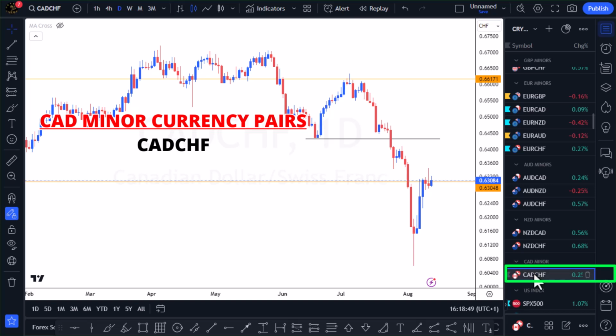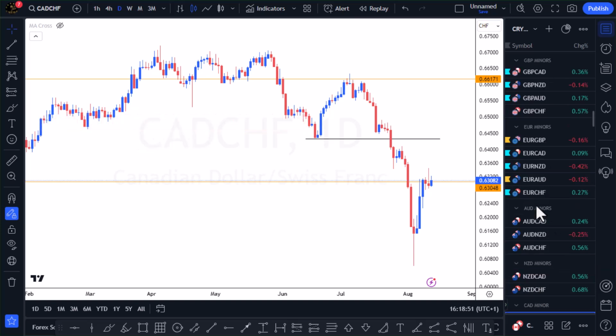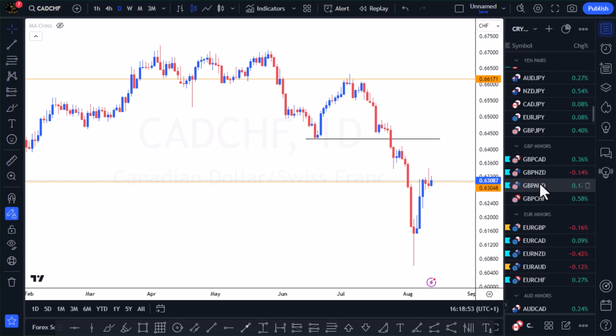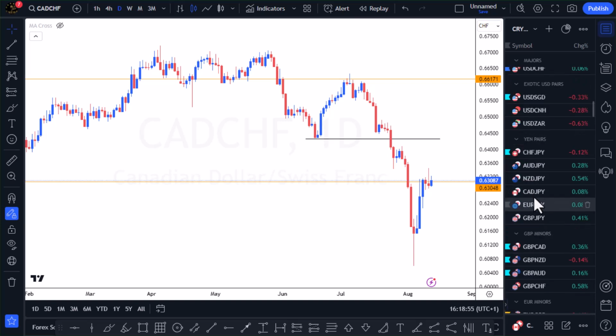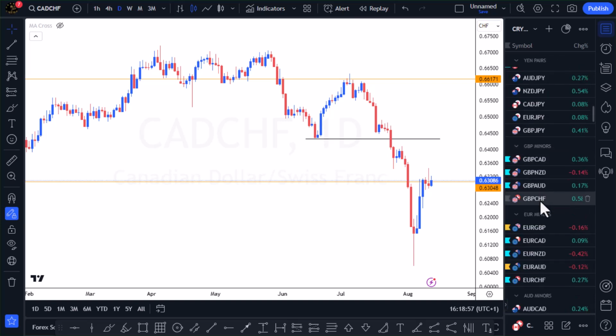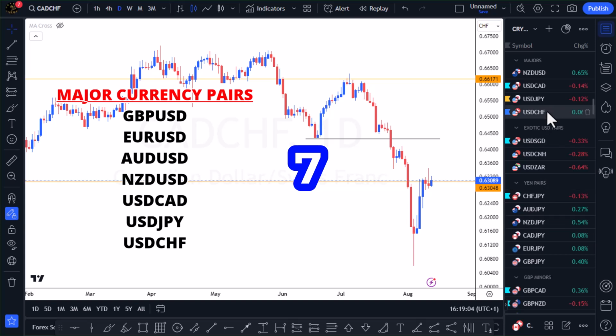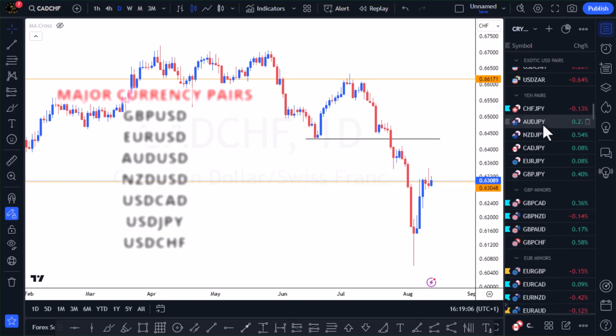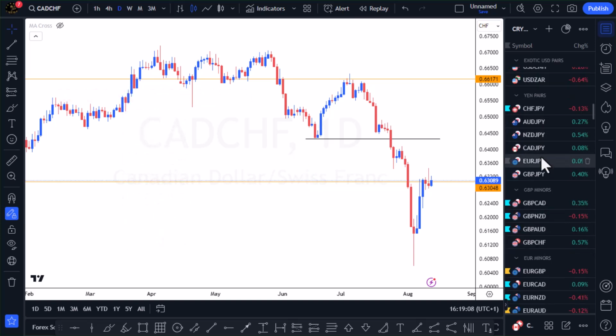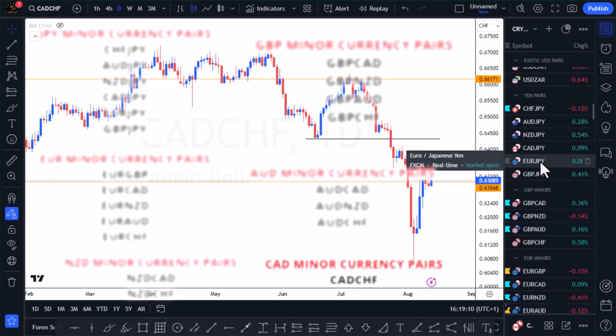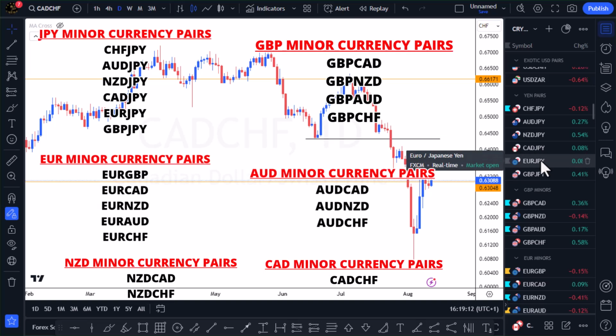So you can see Canada, New Zealand, Australia, Euro, British pound sterling, yen, they all have their own currency pairs. Together, they are called minor currency pairs. So we have 7 major currency pairs, remember. Now, how many minor currency pairs do we have? We have 21 minor currency pairs in the forex market.